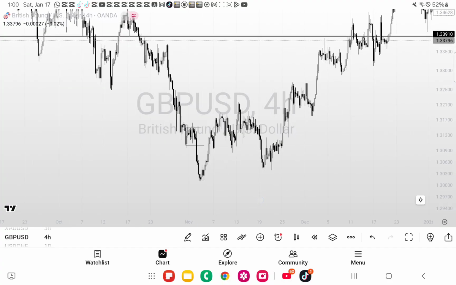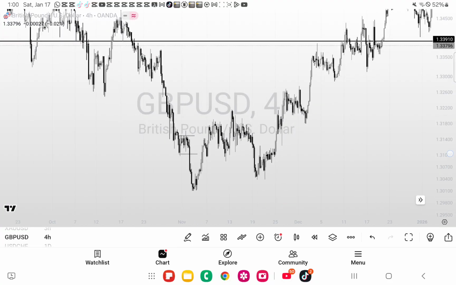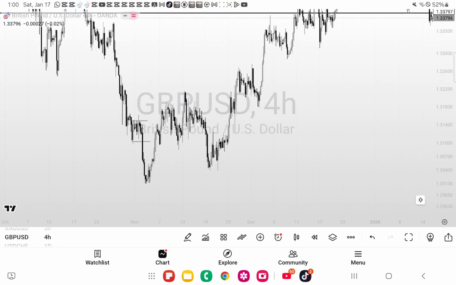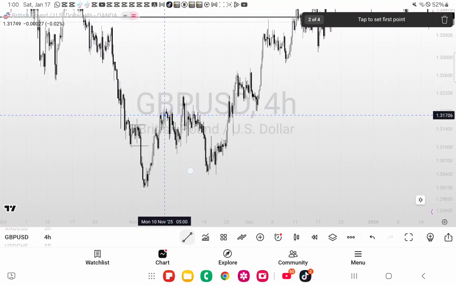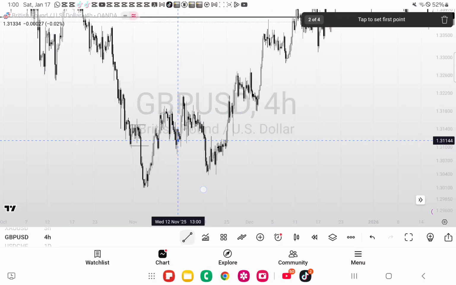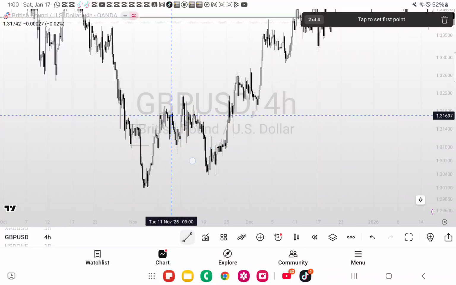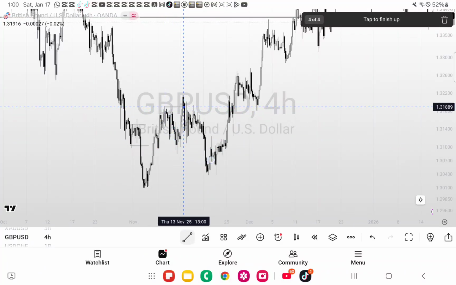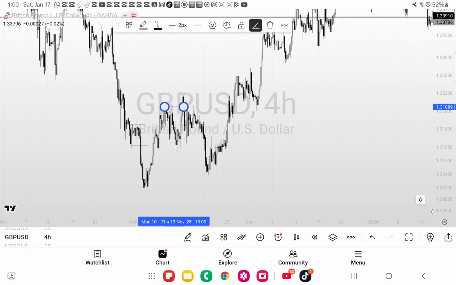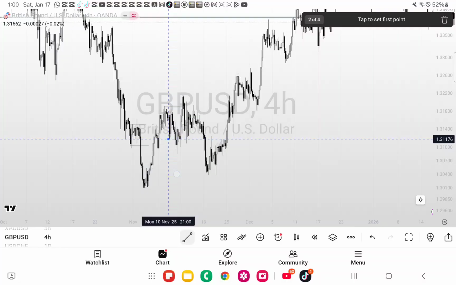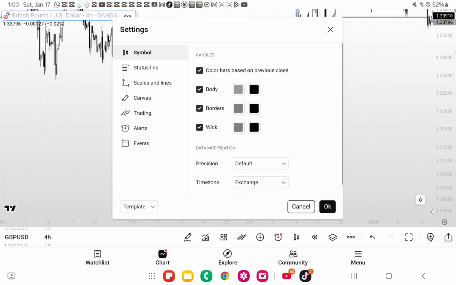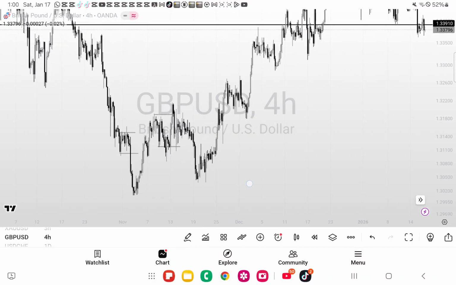Okay, so now at the end, we have a change in the state of delivery from this zone. From this zone, you can see a failure swing. We have a failure swing from this zone. And this is a liquidity sweep and a break of structure to the upside, right?